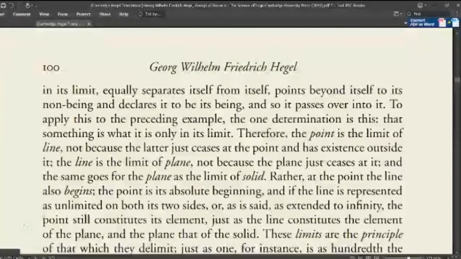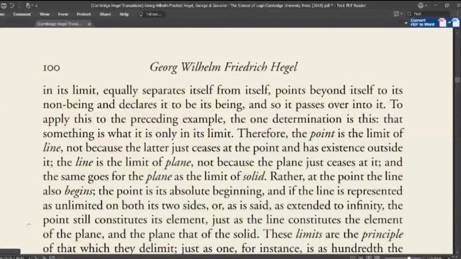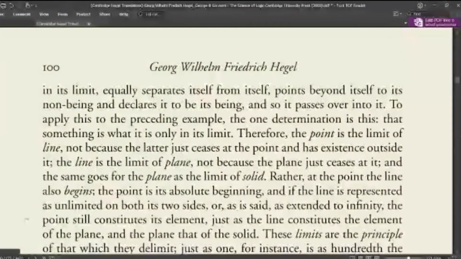To apply this to the preceding example, the one determination is this, that something is what it is only in its limit. Therefore, the point is the limit of the line, not because the latter just ceases at the point and has existed outside it. The line is the limit of the plane, not because the plane just ceases at it. And the same goes for the plane as the limit of solid. Rather, at the point the line also begins.